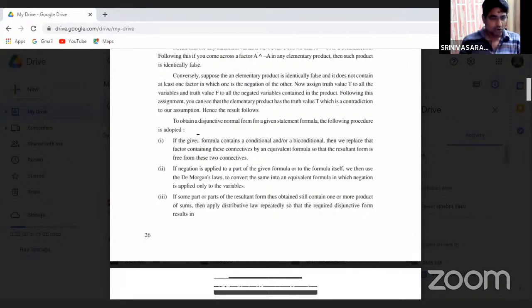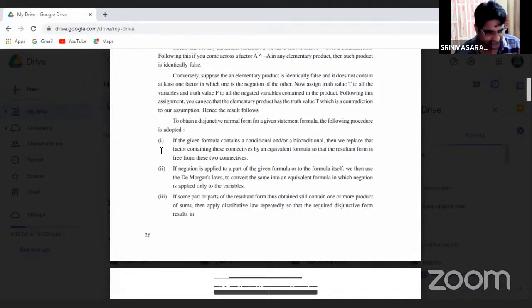But here, what are the characteristics of disjunctive normal form? Explain briefly the disjunctive normal form within the statement or proposition. For a given statement formula, the following procedure is adopted for the disjunctive normal form. Okay, so if the given formula contains a conditional and/or a biconditional part, just observe what the concept of disjunctive normal form is.